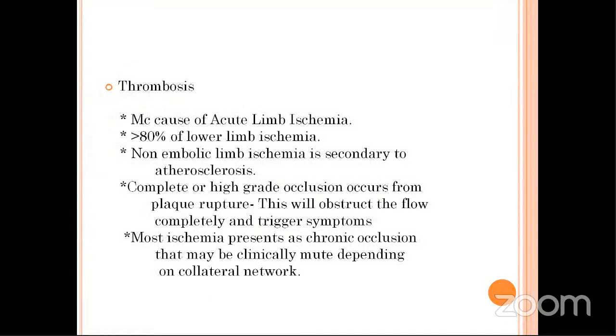So coming into detail, thrombosis is the most common cause of acute limb ischemia, and more than 80% of cases of lower limb ischemia are due to thrombosis. This non-embolic limb ischemia is mostly secondary to atherosclerosis. Atherosclerotic plaque rupture can cause complete or high-grade occlusion, which will obstruct the flow completely and trigger symptoms. But in most cases, ischemia presents as chronic occlusion that can be clinically mute depending upon the collateral network, instead of complete occlusion.